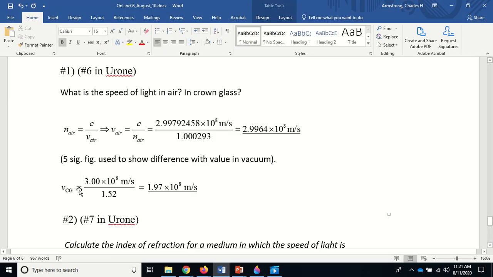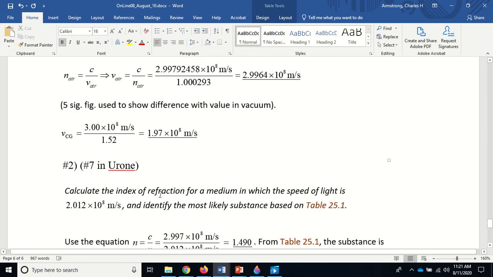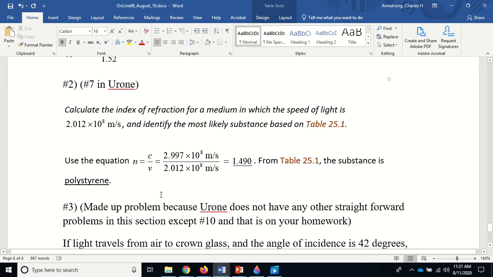1.52. So you've got your speed of light, and we go back to just the 3 digits of accuracy here, because you only have 3 digits of accuracy on this anyway. So you get 1.97 times 10 to the 8th. So it's slowed down quite a bit from 3 times 10 to the 8th. So we're going a lot slower. Okay, this is number 7 in your own.